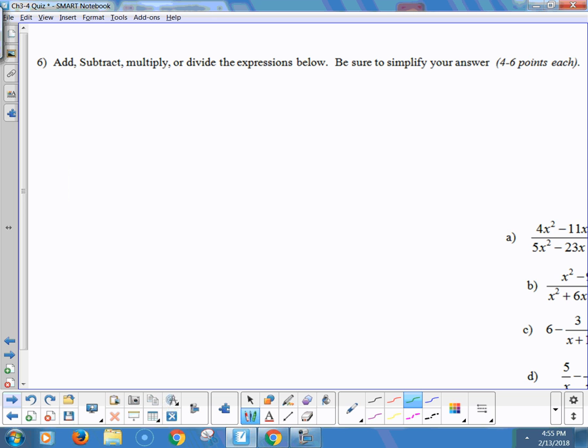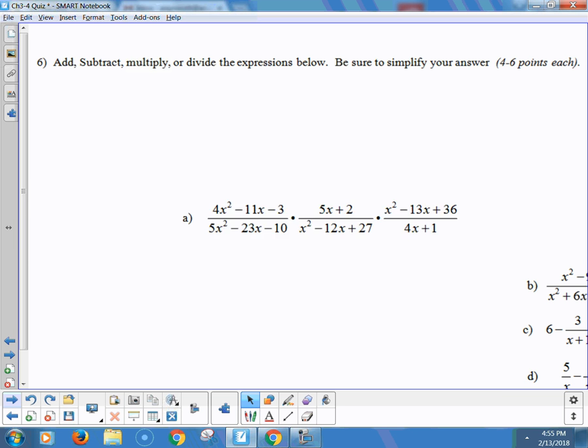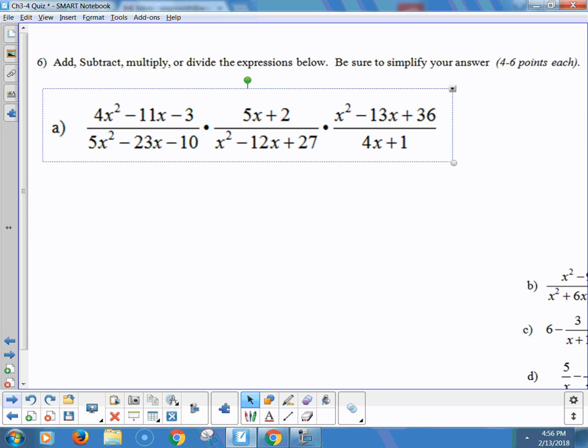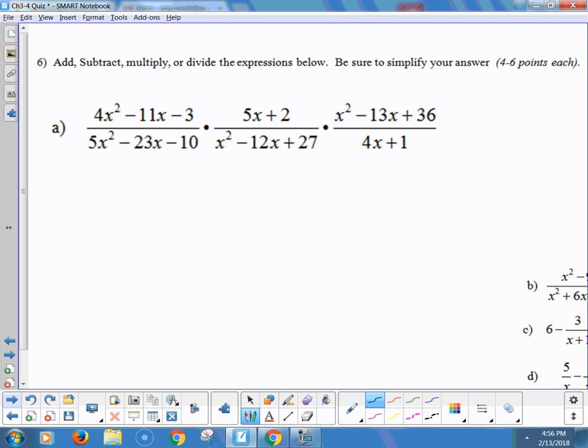Okay, taking a look at number 6. 6A was worth 6 points. I gave you 4 points for doing the algebra correctly, and I gave you another 2 points for identifying all possible excluded values because, oh my gosh, there are fractions. And one thing we know about fractions is the denominator cannot equal 0, because then we just have a nonsense problem. So you had to factor these things.